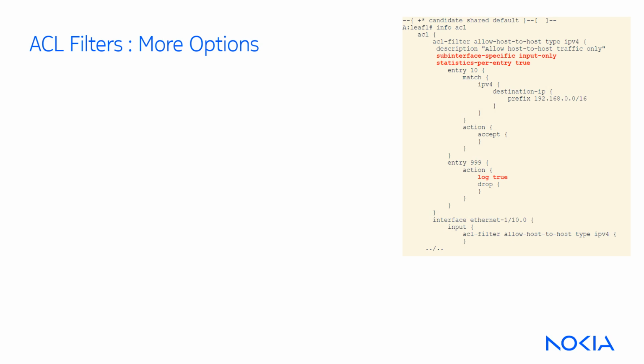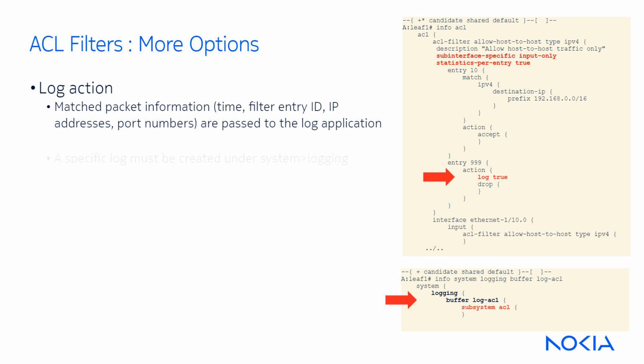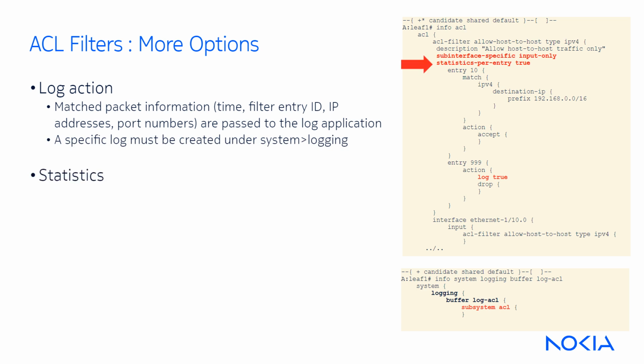We have seen the main attributes of ACL filters. There are a few more options. There is also a log action. When this is configured, like for entry 999 here on the right, some details about matching packets are then made available. To see them, a new log must be configured under system logging. We also mentioned the match count statistics on the previous slide. Statistics are disabled by default and can be enabled by setting the statistics-per-entry parameter to true.